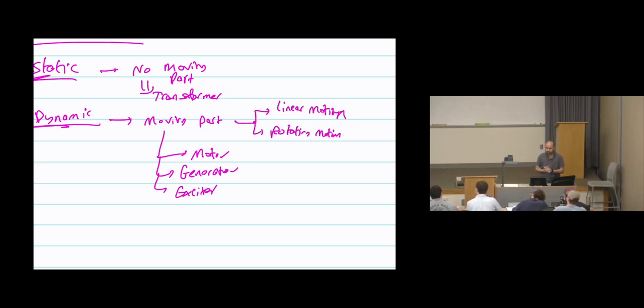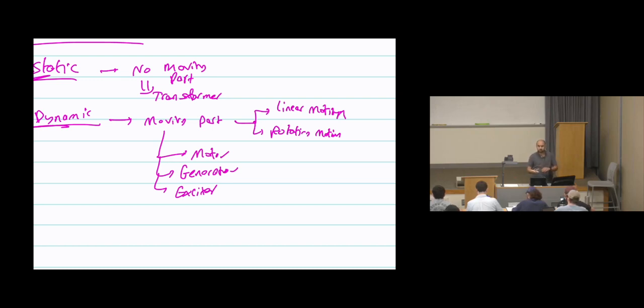And then we have generators. What's the difference between motors and generators? Motors convert electrical energy to mechanical energy, right? Generators convert mechanical energy to electrical energy, which is the opposite. The structure of the motor and the generator are very similar, but the difference is the power flow, whether I am using mechanical to electrical or electrical to mechanical.